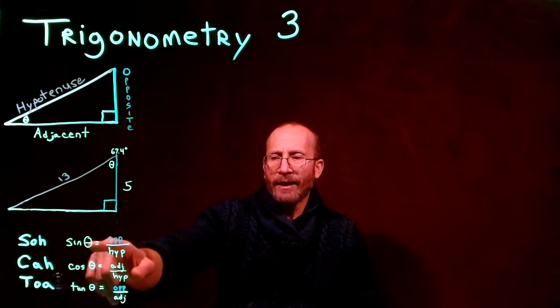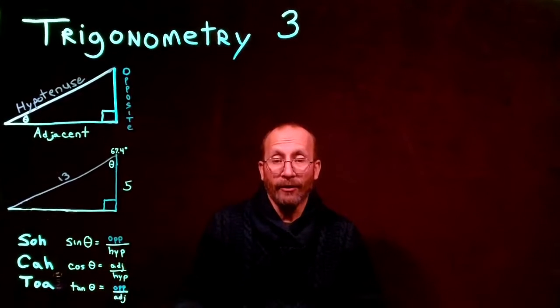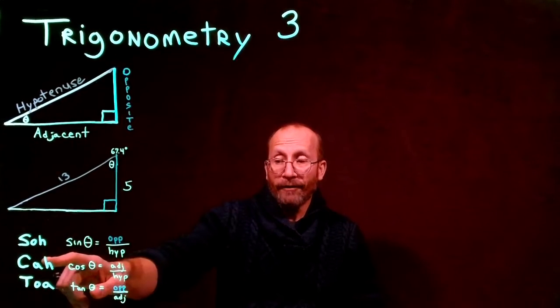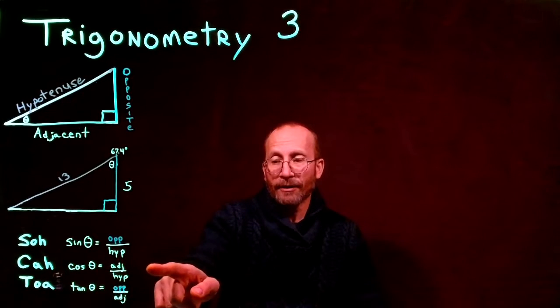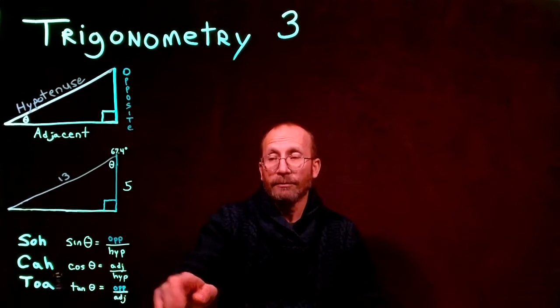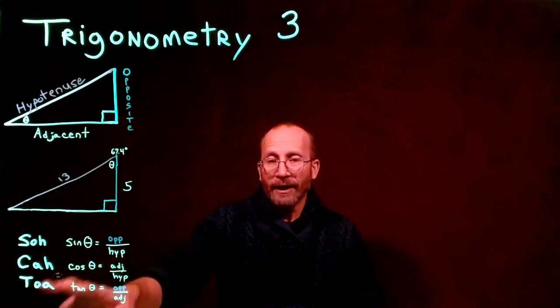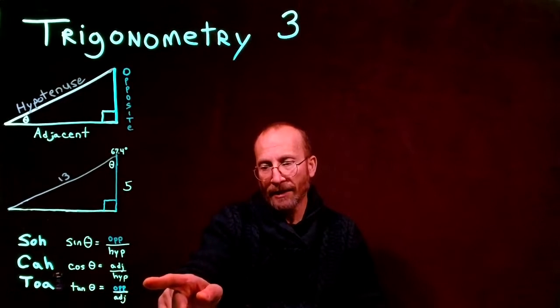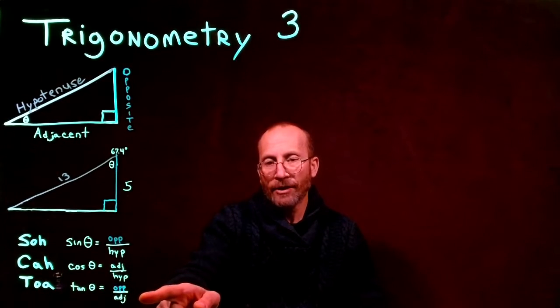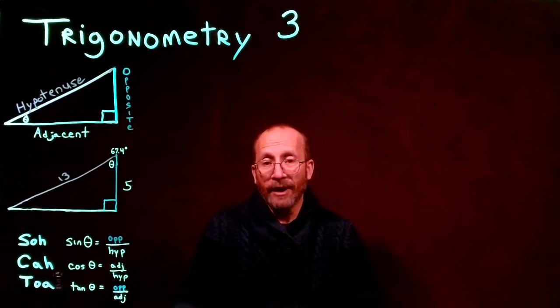Sine of theta equals the opposite over the hypotenuse. Cosine of theta equals the adjacent over the hypotenuse. And then to calculate tangent, like we're going to today, the tangent of theta, we need to know the length of the opposite side. We'll divide that by the length of the adjacent side. For the first problem, we'll say we only know one of those.